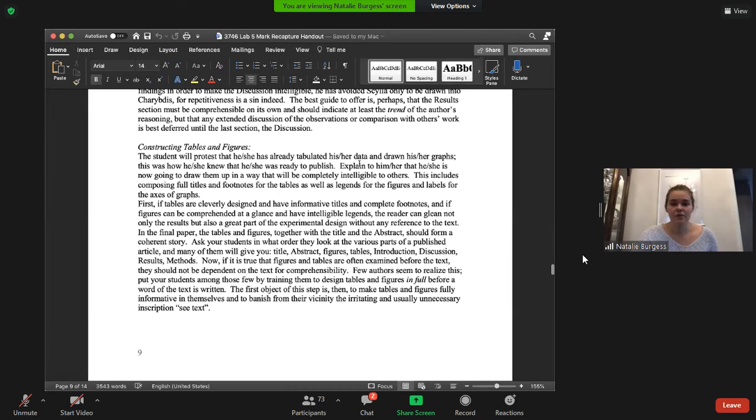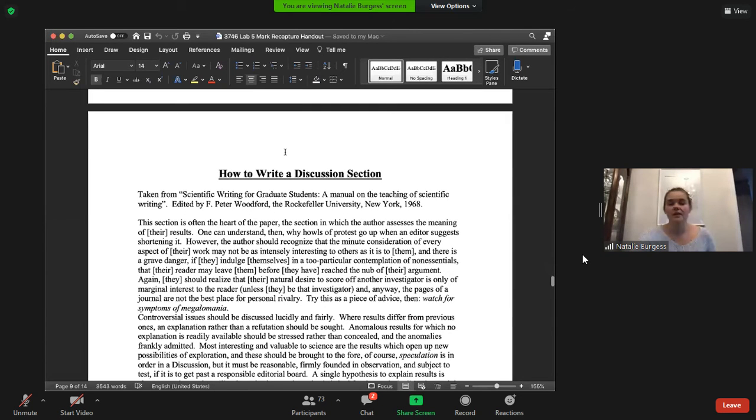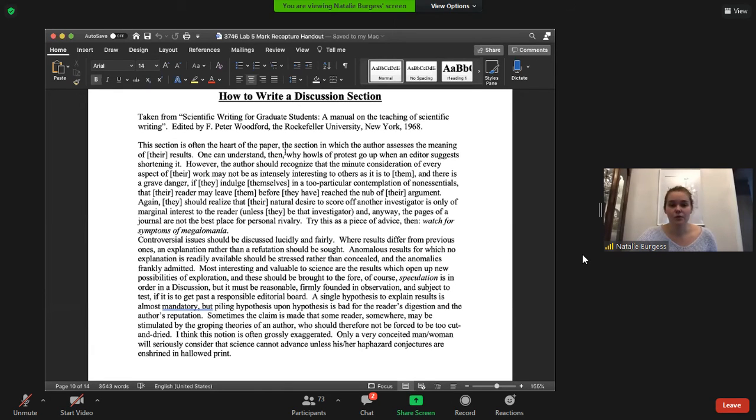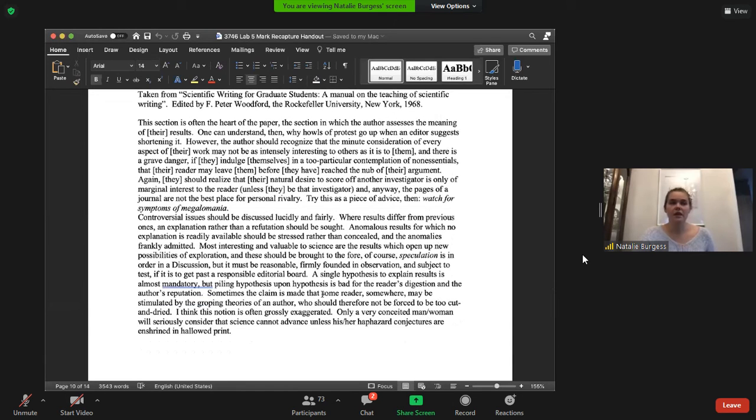And then in terms of your discussion, this is called the heart of your paper. This is where you figure out what your results mean. But you also need to be careful not to ramble and add in a bunch of fluff and unnecessary information. Be concise. We've said it a whole lot. Tell the full story, but only include what needs to be there. If you're doing a comparison, say you find a result and you find papers that are controversial, summarize them concisely. Don't ramble on and on and on.